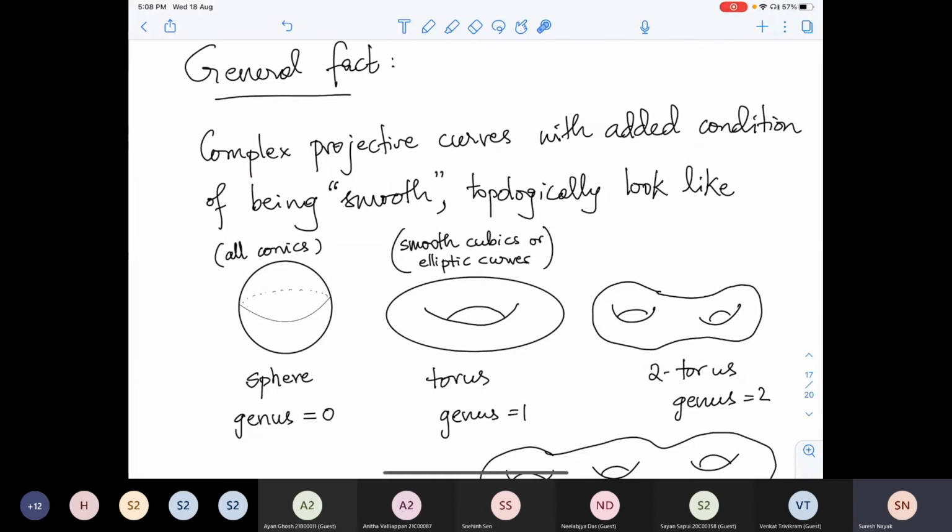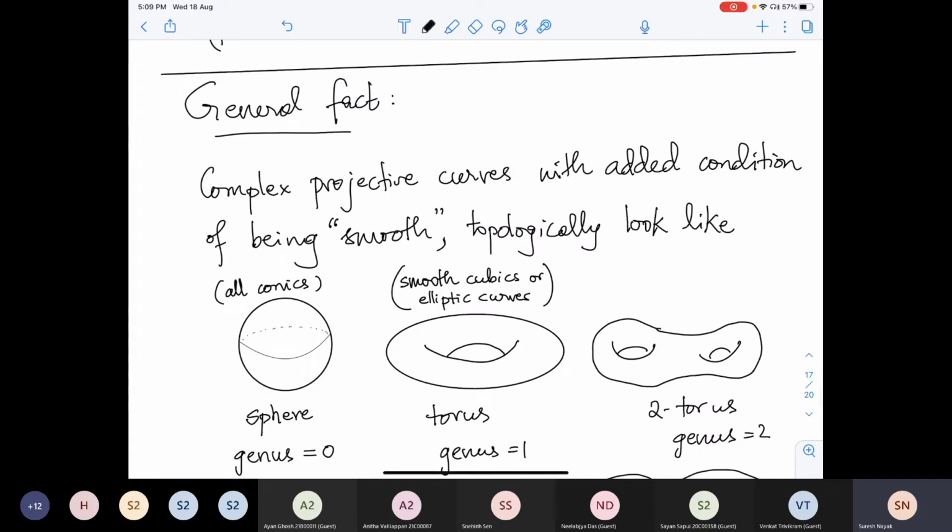Complex projective curves. So now I've dropped the word plane. One can talk about curves in R3, R4, and similarly C3, C4 also. It's a little more complicated, because if you are in R3, to define a curve, you need more than one equation. You will need 2 or 3. So one has to be a little more precise, and it's a little more technical. Let's ignore those technicalities for the time being, and just take it on faith that one can give a definition. So complex projective curves with one added condition of being smooth.